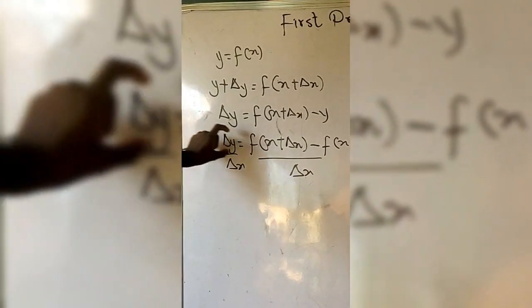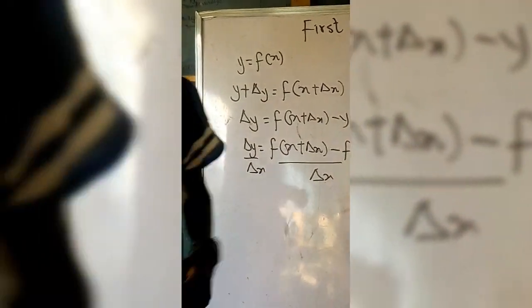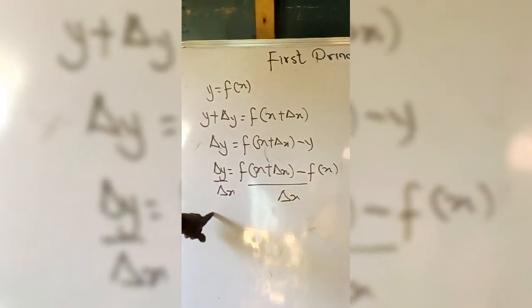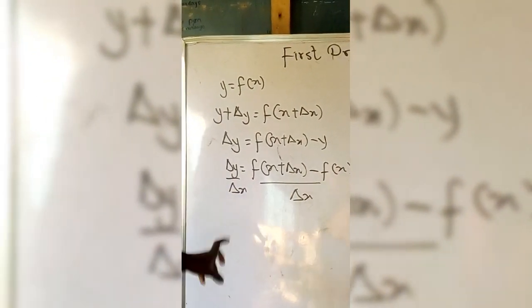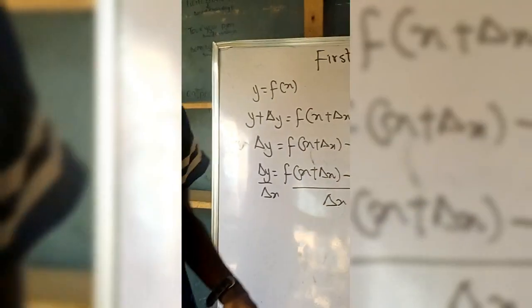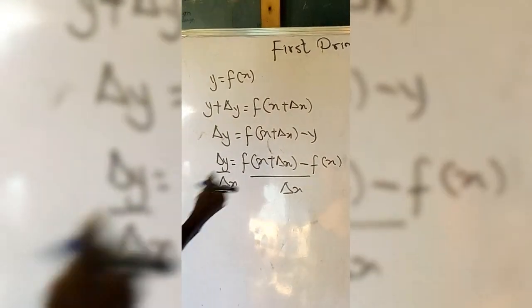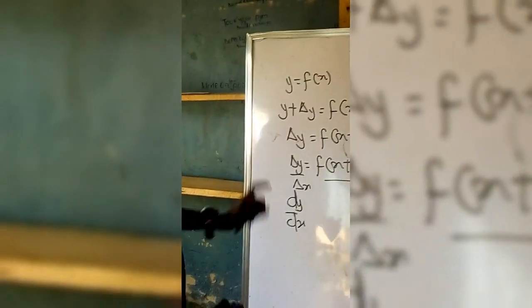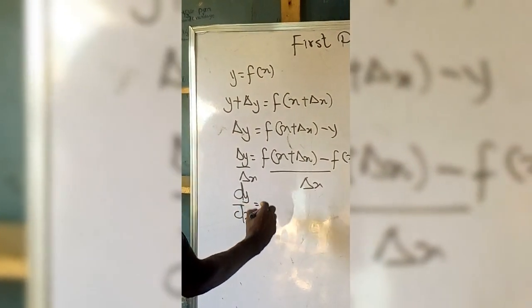So this delta x and delta y, it implies a change. It means a little change in x. It means a little change in y over a little change in x. And change is about the idea of difference in mathematics, minus. So this initially is y2 minus y1 over x2 minus x1. So change in y over change in x will now become the derivative, dy over dx. Dy over dx equals what?